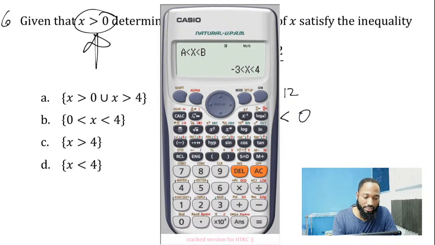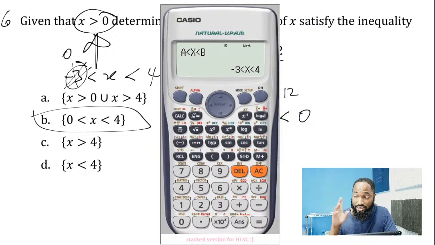Forget about that negative 3. We had to bring them up a little bit. Forget about that. Just change that to 0. B is the answer. You understand what I'm saying? Why isn't it chat if you understand what I'm saying? Look out for this question.